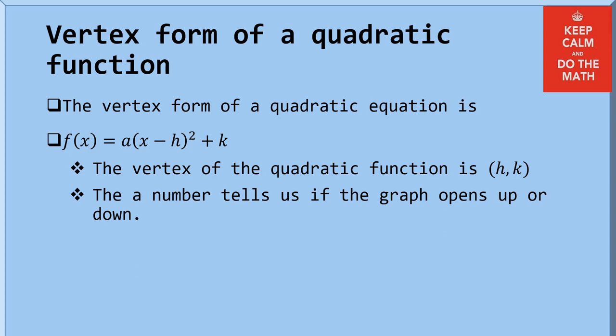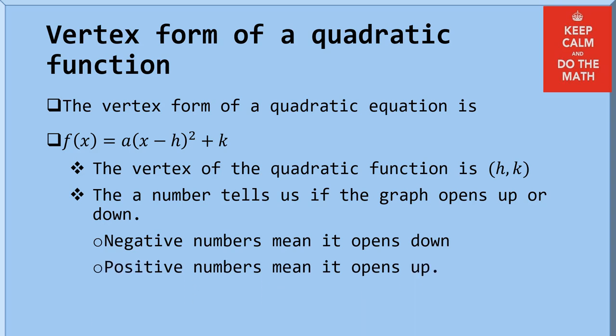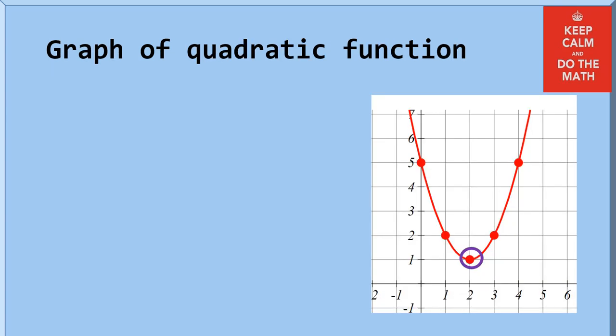The a number tells us if the graph opens up or down. Negative numbers for a means it opens down. Positive numbers means it opens up.